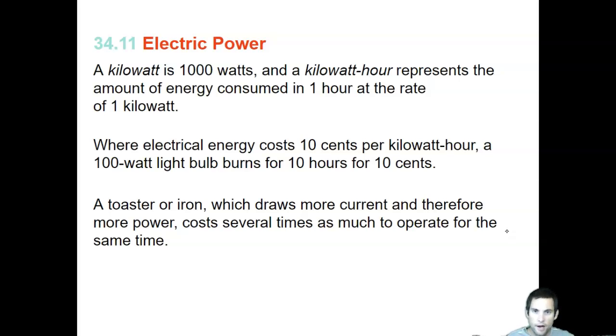A toaster or iron draws more current and therefore more power, which costs several times as much to operate for the same time. So your high efficiency appliances are designed to use less current, so that way it's not using up as much of that energy as quickly. Therefore, it's going to draw less energy from your energy generating plant, which is good for the environment, first of all, and it's good for you because it's cheaper to run that.